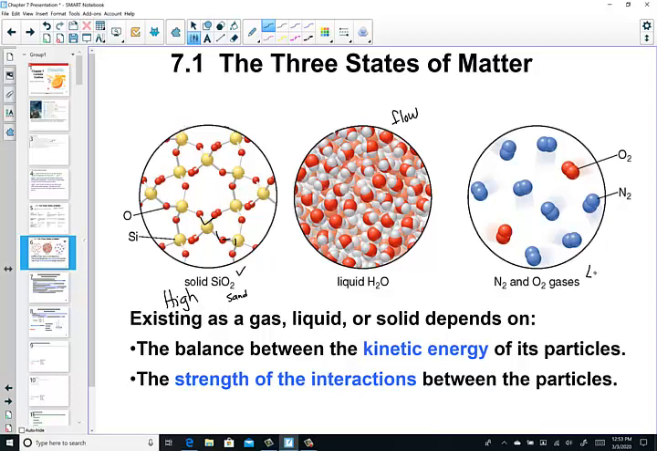And by the time you get down to the gases, there's none. There's really no interaction between the particles. They're free to move independently of the other molecules in the same container. There's really nothing to attract them or repel them from one another.